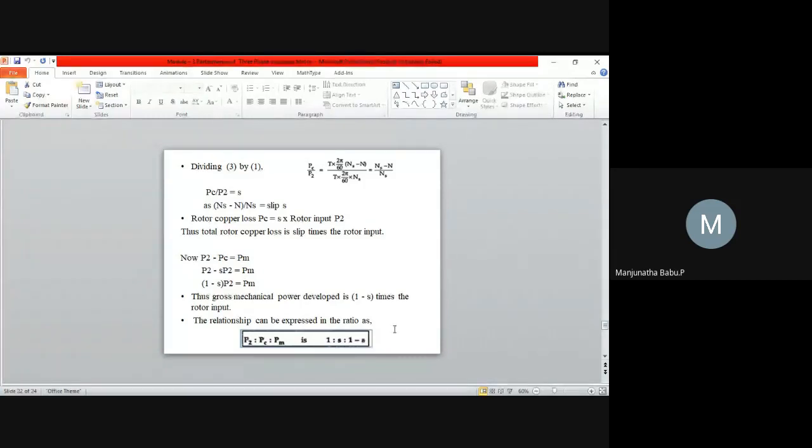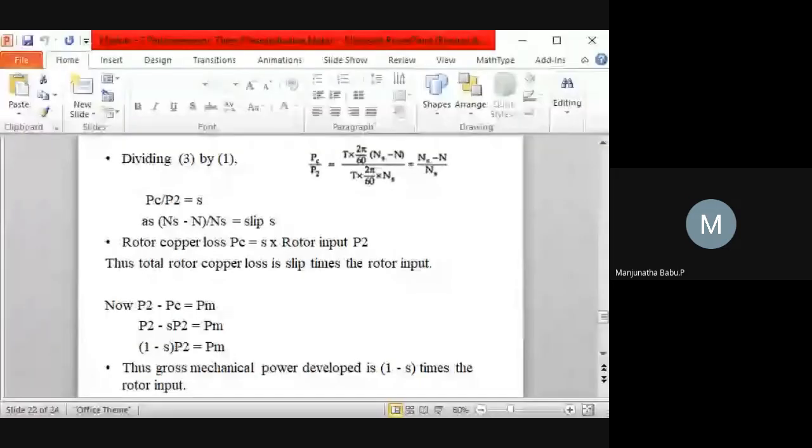Now with respect to this, I'll take the ratio of PC by PM. PC is the rotor copper loss, PM is the mechanical loss. So PC is S and PM is 1 minus S. So PC by PM will be equal to S divided by 1 minus S. So write down this formula. Have you noted?